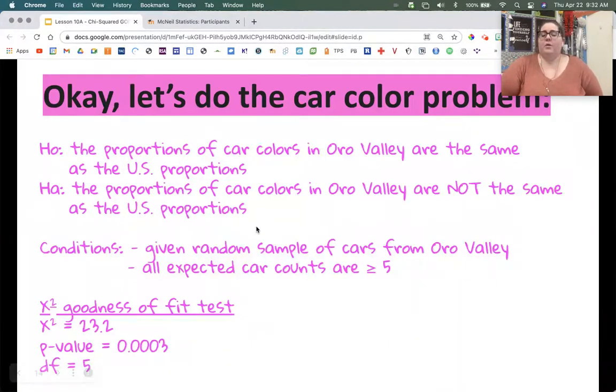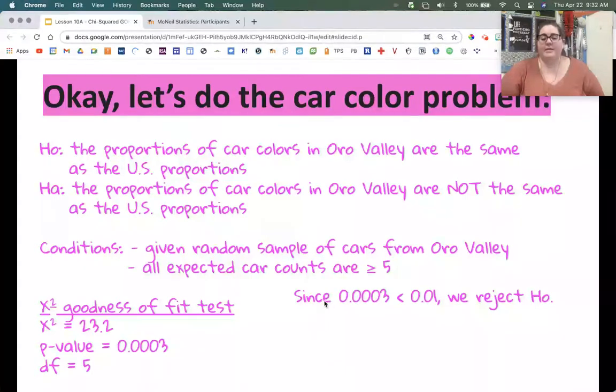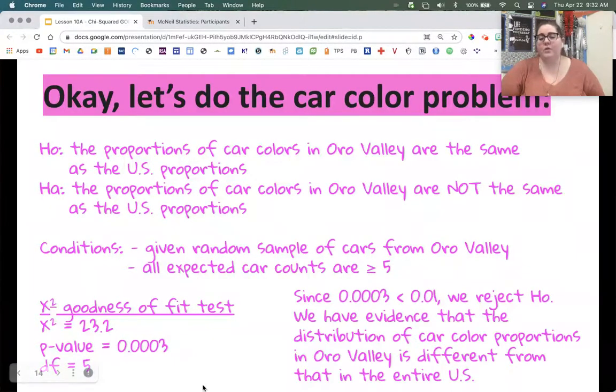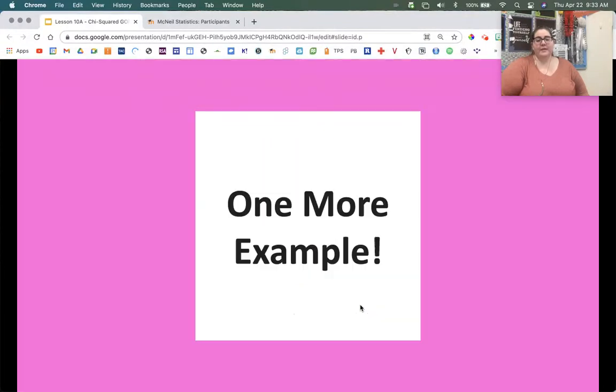Our alpha, this was on like 5 slides ago, but the level of significance they told us to use was 1%. So I'm going to say since 0.0003 is less than 0.01, we reject the null, which means we have evidence of our alternate. The proportions of car colors in Oro Valley are not the same as for the US. So that is our conclusion. Right? So I went through a lot of stuff in there today.